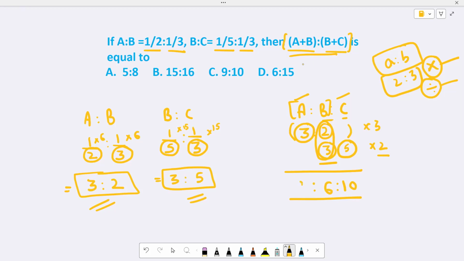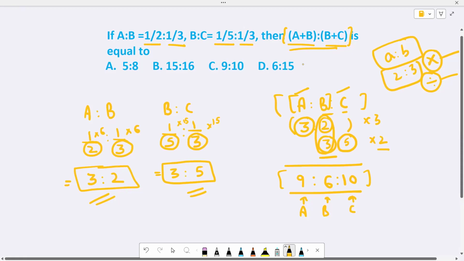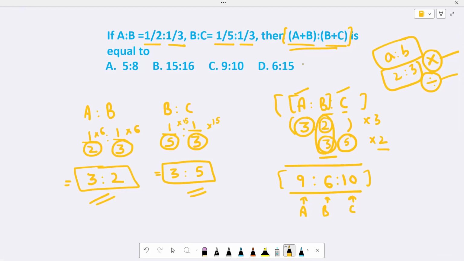And 3 multiplied by 3 gives us 9. So the direct ratio between A, B, and C is 9, 6, and 10. This means that if A is equal to 9, B is equal to 6, and C will be equal to 10. These are the specific ratios. And similarly, just to compare or for better understanding, we can also say that if A is equal to 18, B will be equal to 12, and C will be equal to 20.